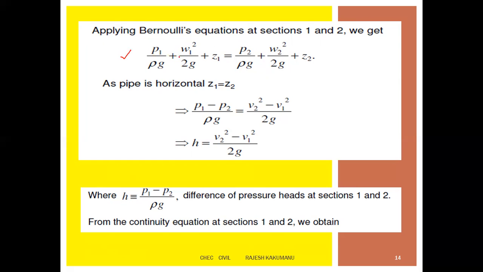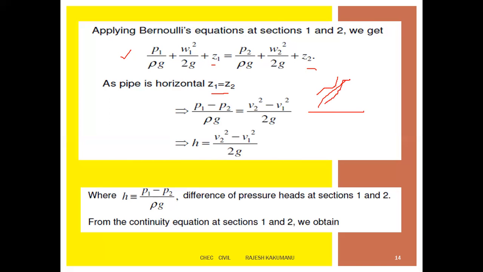Applying the Bernoulli's equation: P1 by rho g plus V1 square by 2g plus datum energy Z1 is equal to P2 by rho g plus V2 square by 2g plus Z2. As the pipe shown in the figure is a horizontal pipe, the datum energy Z1 is equal to Z2. Let this be the base; from this base, this is the height.